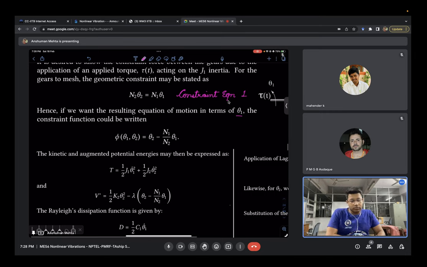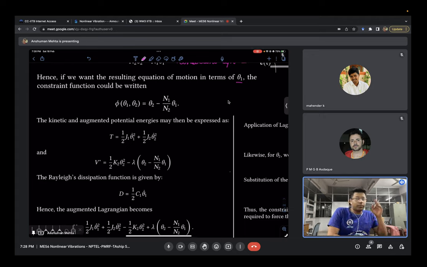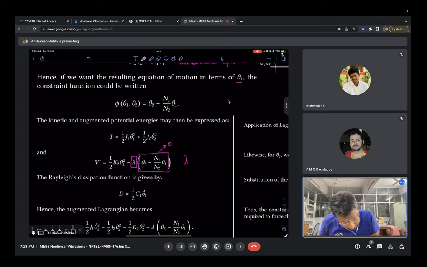Now one way of going is a top to bottom approach and then a bottom to top approach. So in this question we are looking at the top to bottom approach. We will find first kinetic energy and potential energy. In the potential energy we will put this Lagrange multiplier, because we know this constraint is equal to zero. Hence we are just adding it with lambda_i.